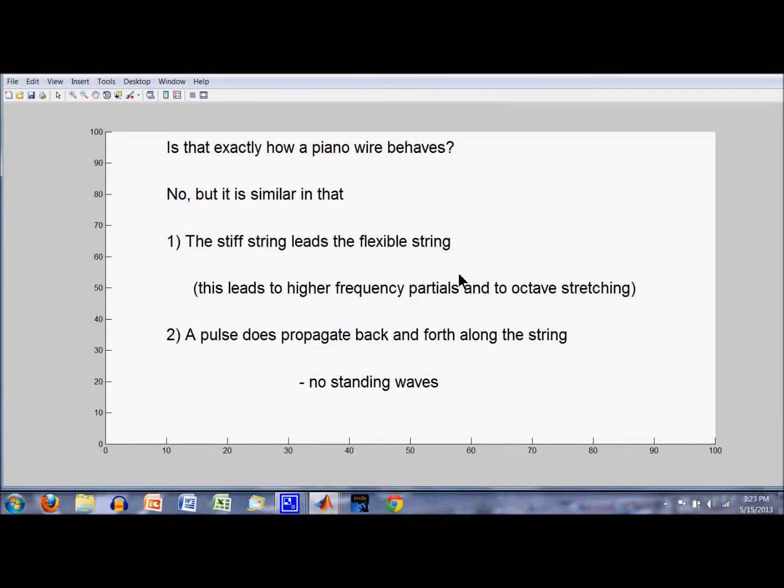Okay, is this how a piano wire behaves? Strictly speaking, no it isn't, but it's similar in the sense that the stiff string is going to have peaks at frequencies that are higher than the harmonics, which will lead to this idea of octave stretching or inharmonicity that we'll talk about a little bit. And it does consist of a pulse or a traveling wave moving back and forth across the string, and there are no standing waves per se.